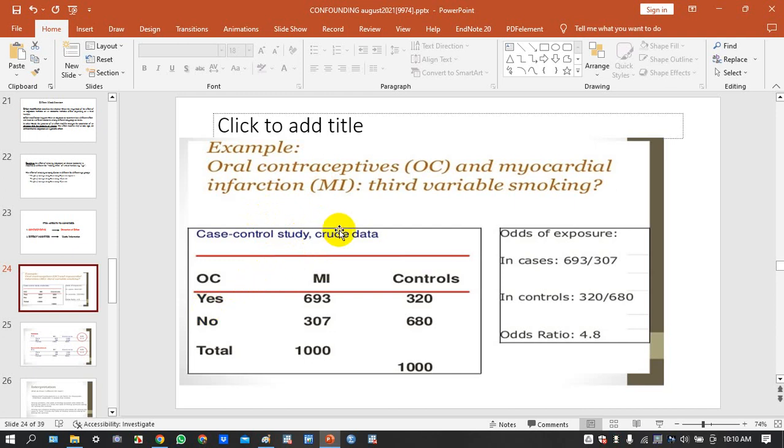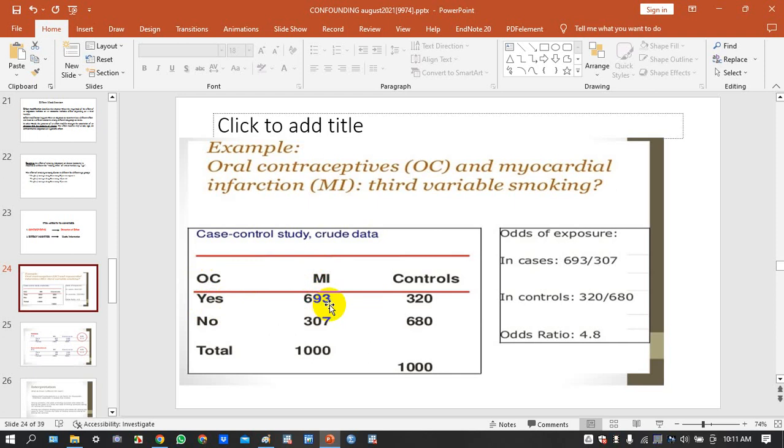So the crude odds ratio, we are going to calculate using this crude data. Crude means old or fresh data. We haven't done anything to it. So the oral contraceptives and myocardial infarction. Let's see how it correlates. Is there a relationship?